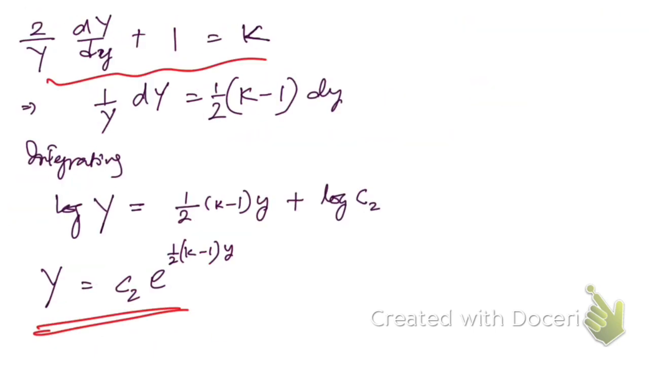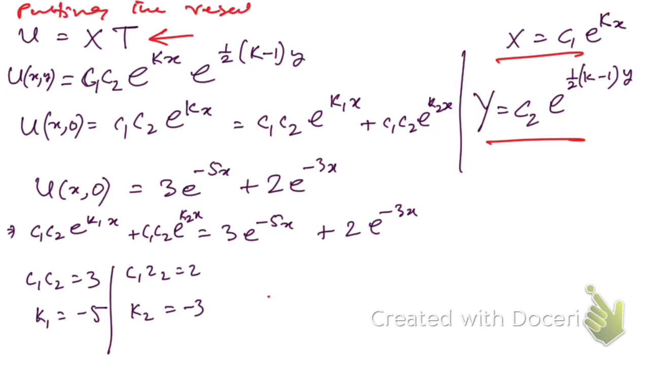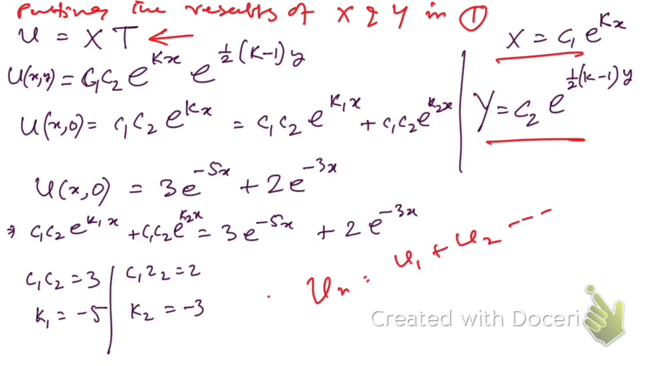Now just wait, let me mention here, putting the results of capital X and capital Y in 1, we have got this, right? Now you see the solution u can be written as u1 plus u2, as a series, a sum of series. So that's why I have written this.